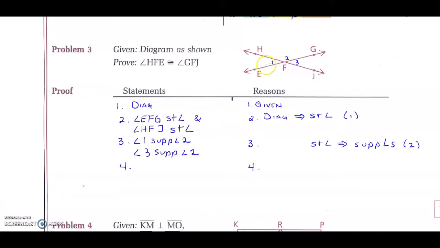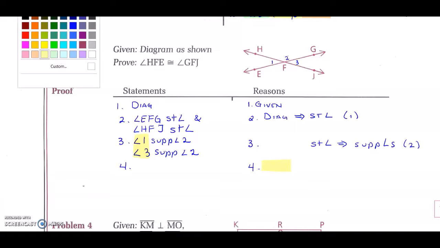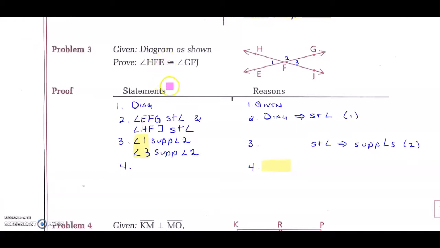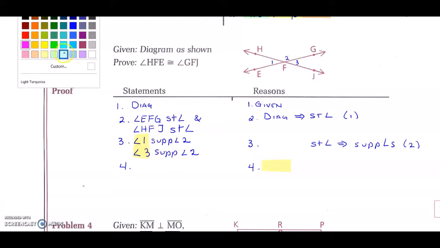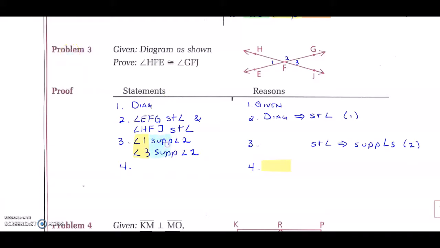Now, if two angles are supplementary to, that's probably the wrong color, are supplementary to what?